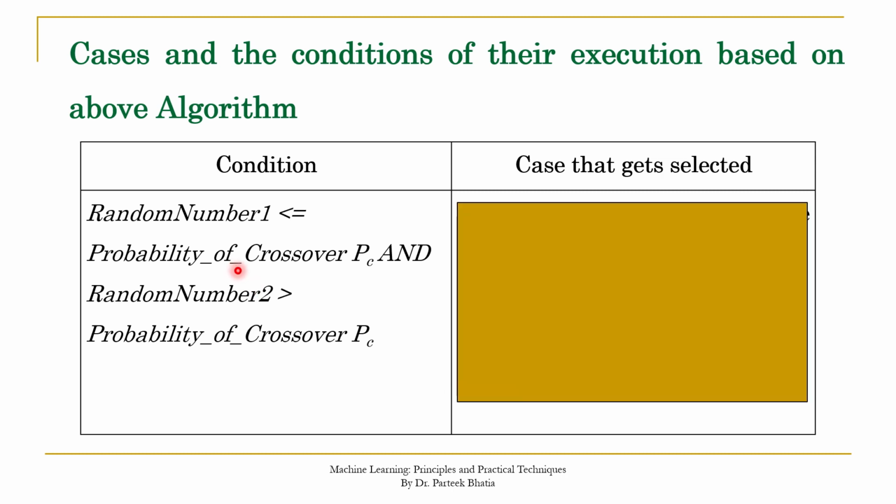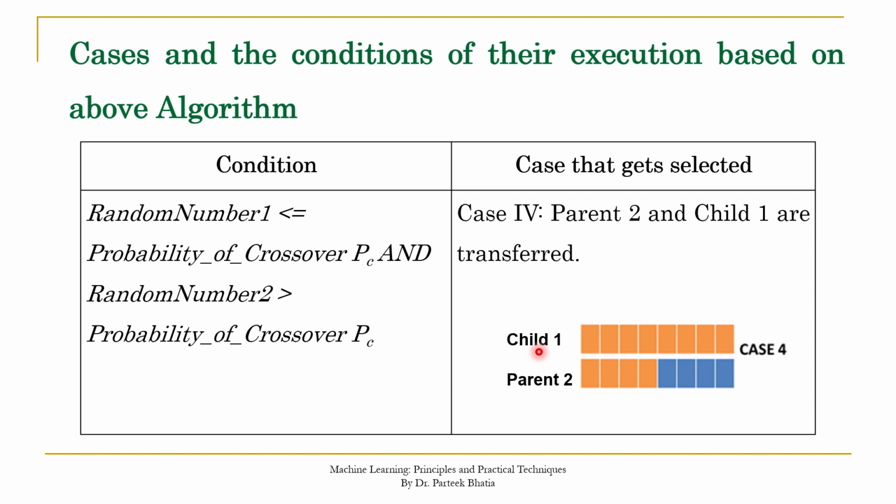Let us consider this scenario, where probability of crossover is greater than or equal to random number 1, while random number 2 is more than probability of crossover. So in this case, the population will be child 1 and parent 2. So you can see that the population will be child 1 and parent 2. Probability of crossover is greater for random number 1, so child 1 will be passed, while in this case parent 2 will be passed.